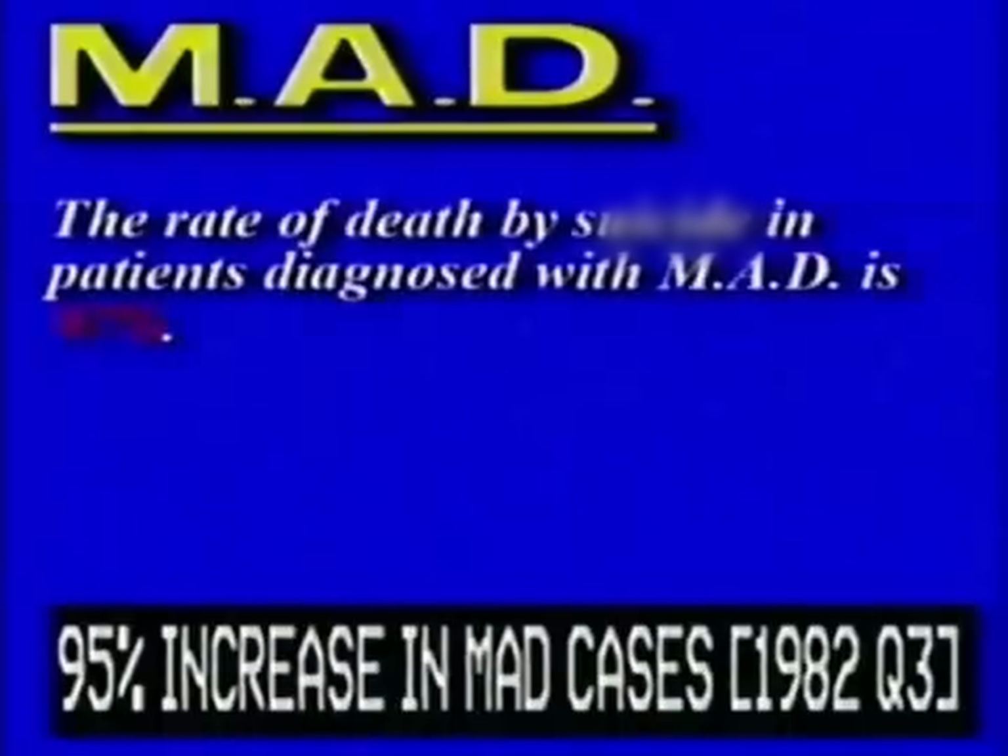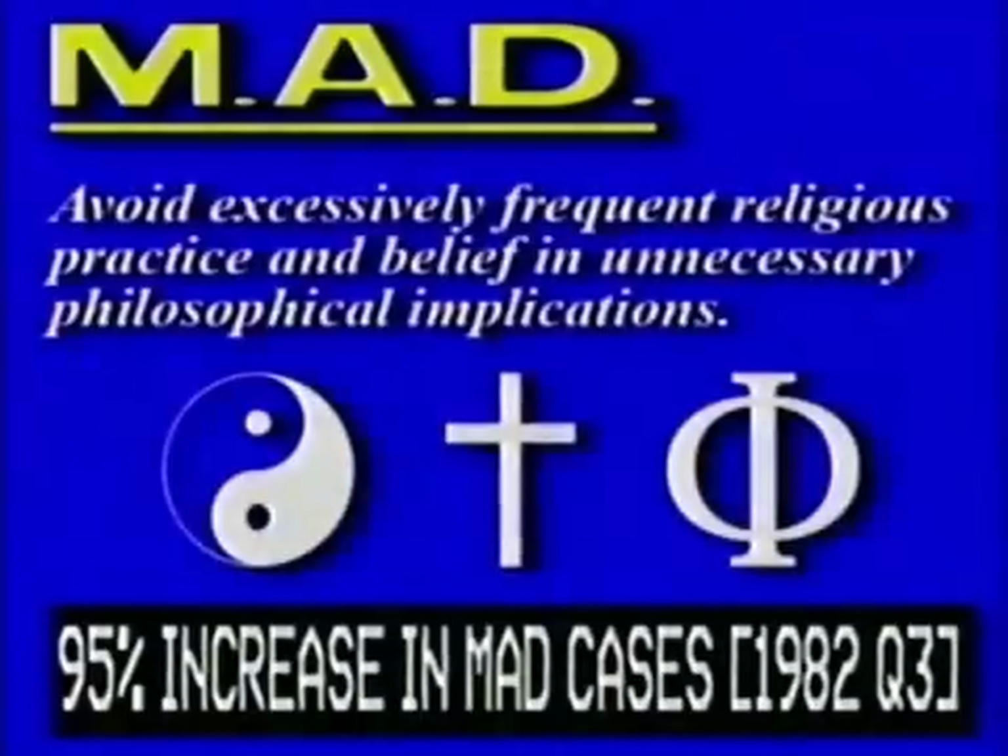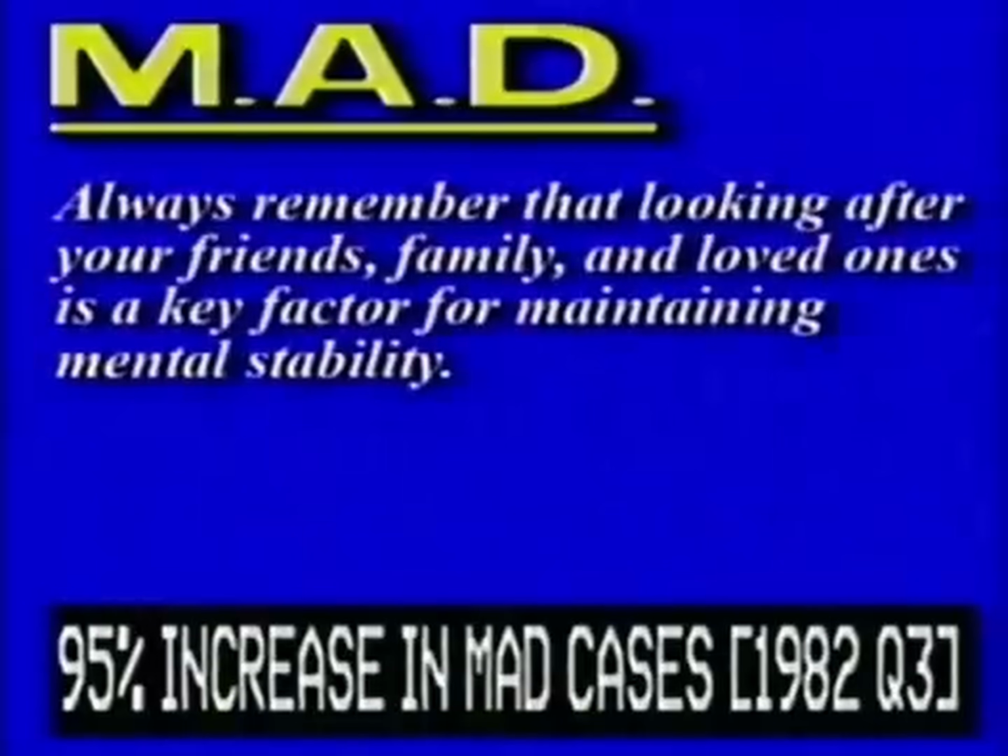Not just an evil secret like declassified CIA documents, but cosmic truths that could unravel your perception of reality. Truths so horrific that in 97% of cases, patients will ultimately take their own lives. But that 3% survival rate gives enough hope that MAD could be prevented or treated in some way. And this videotape provides some guidelines for avoiding exposure to MAD. The first is avoiding all religious practices or philosophical implications. And another tip is remaining mentally stable by looking after friends, family, and loved ones.